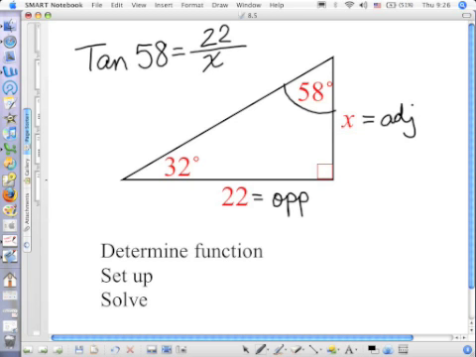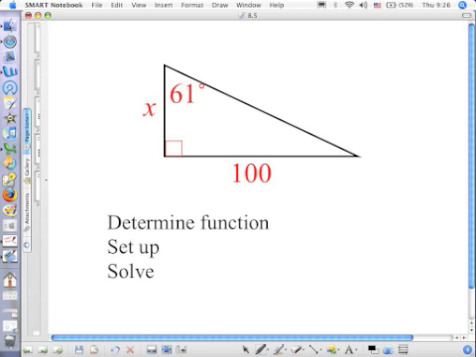Yes? Wait, how do you know you use sine or tangent? Because of which sides are identified. If I have O and H, I use sine because it's SOH. If I have A and H for adjacent and hypotenuse, it's cosine, CAH. If I have O for opposite and A for adjacent, it's tangent, TOA. So, you decide which function based on which two sides are identified. Okay? In this case, the only other angle measure I have besides the 90-degree angle is 61 degrees.